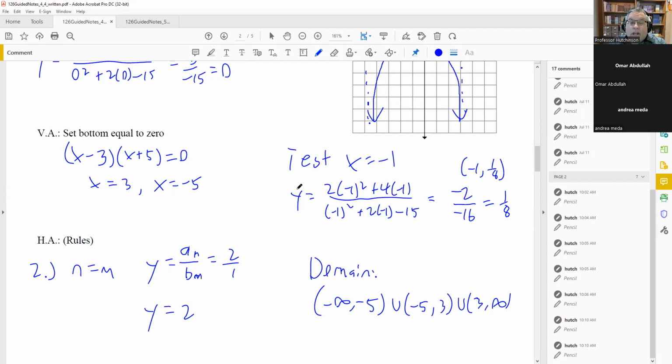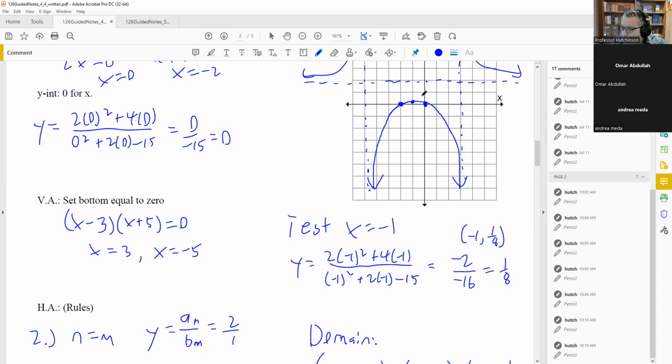Won't ask you for the range on this kind of question. Again, because we have to know exactly how high this point goes up to. It's 1/8.